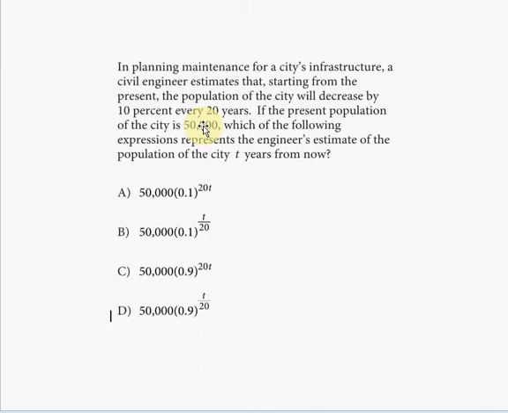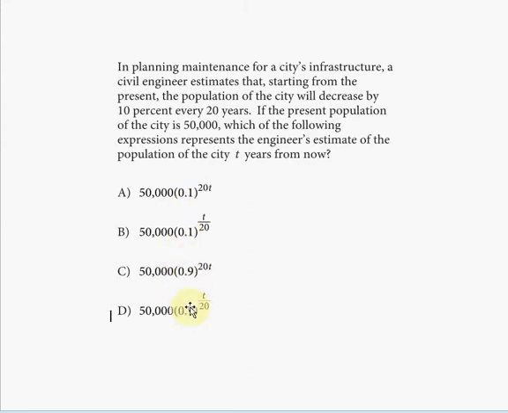So now that you understand that 90% remains, you know that these two choices cannot work because there's a 0.1 and 50,000 is the initial population. So 0.1 suggests that there's 10% remaining, right? Because we're taking 0.1 times 50,000, we're taking 10% of 50,000, but we should take 90%, because 90% of the current population remains after 20 years. So we already know that 0.1 cannot work. So these two choices, C and D, can work.